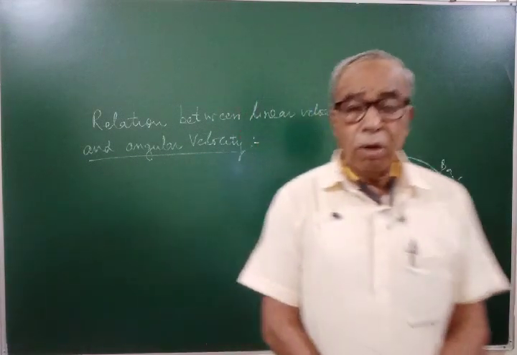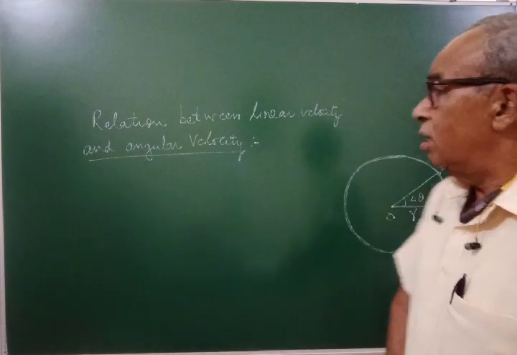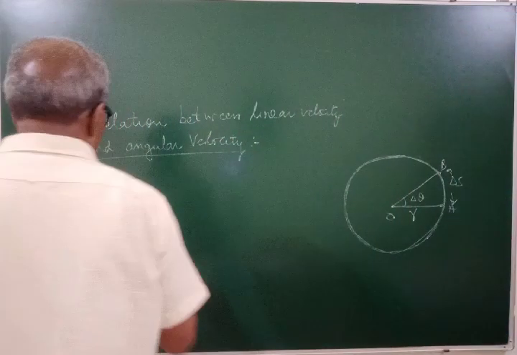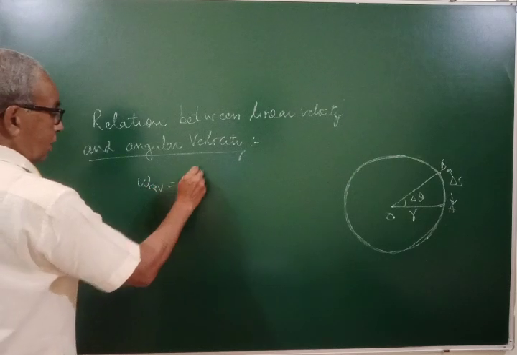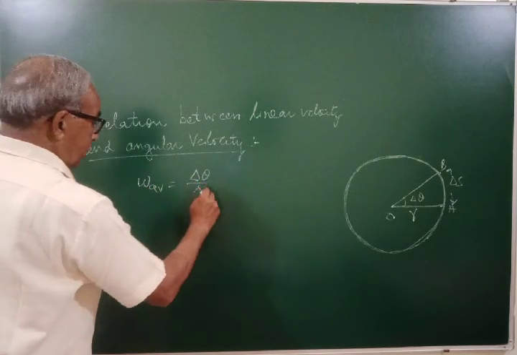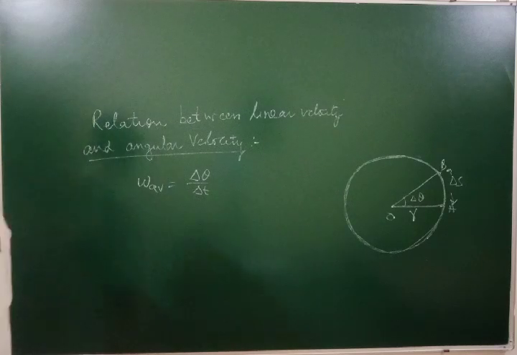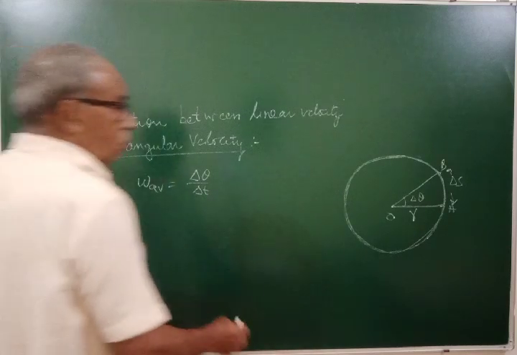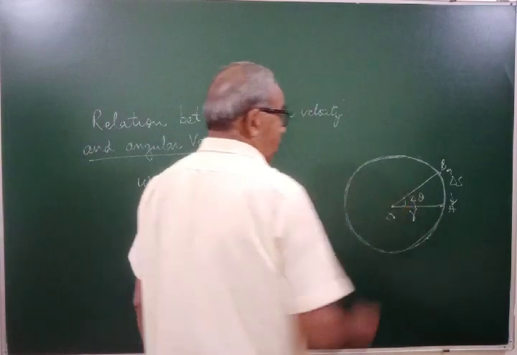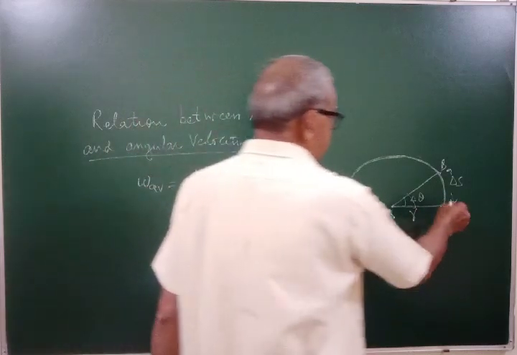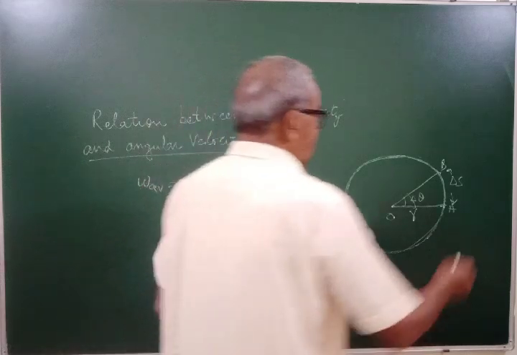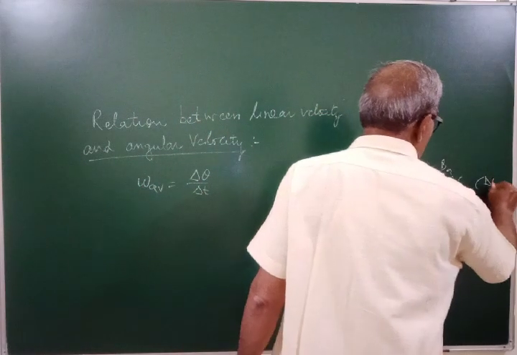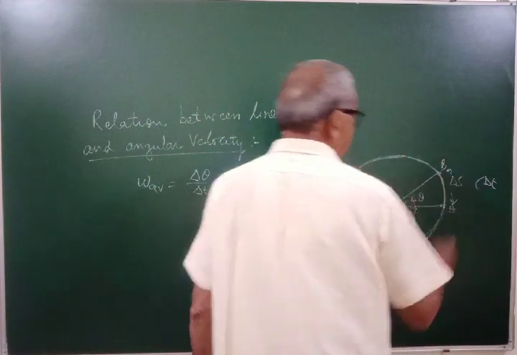In the last video, I defined angular velocity. Average angular velocity omega average was given as delta theta upon delta t, where delta theta is the angular displacement in time interval delta t. Here in the figure, the body is going from A to B in time interval delta t. What is delta s? Length of arc.